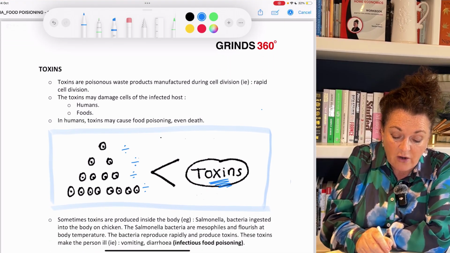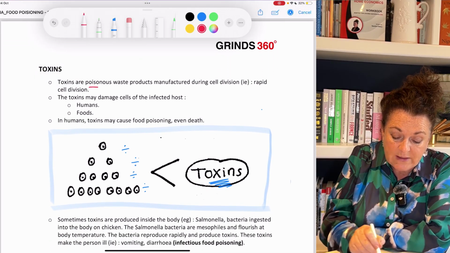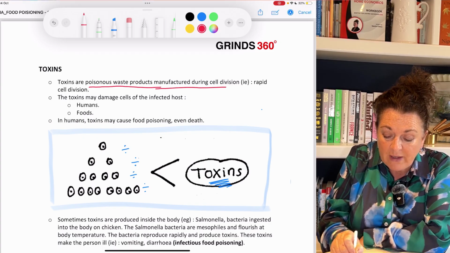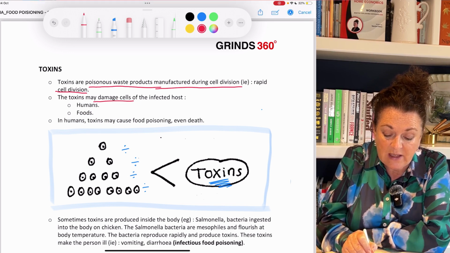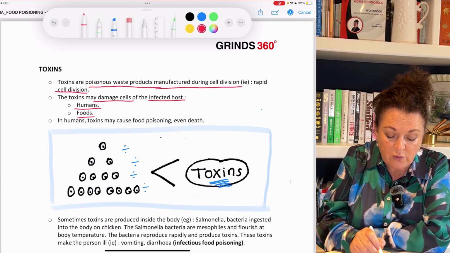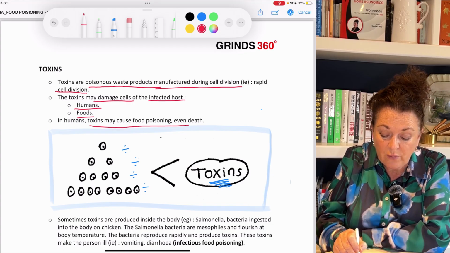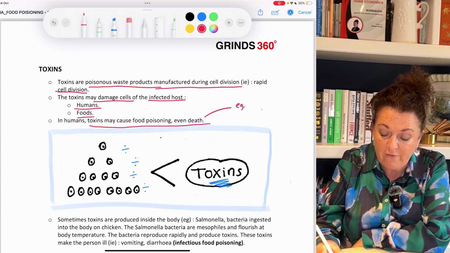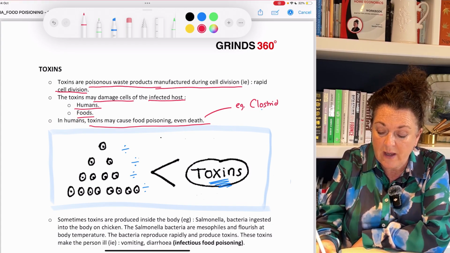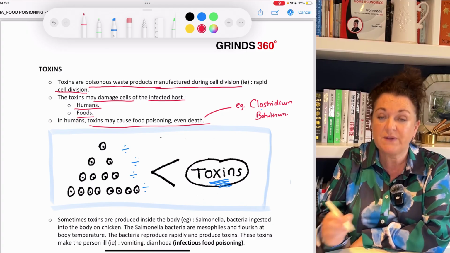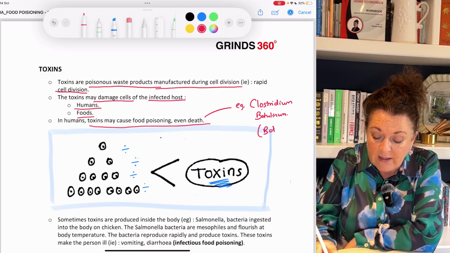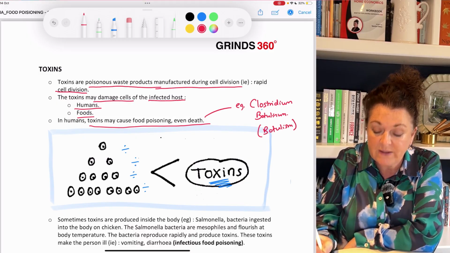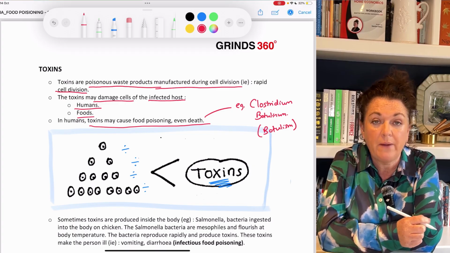So toxins are these poisonous waste products manufactured during rapid cell division. They can cause damage to the cells of the infected host, like humans and food. And in humans, the toxins can cause food poisoning and sometimes even death. For example, Clostridium botulinum. In fact, at the World Cup in 2023 in Paris, there was an outbreak of botulism. Botulism is the actual name of the food poisoning caused by Clostridium botulinum.